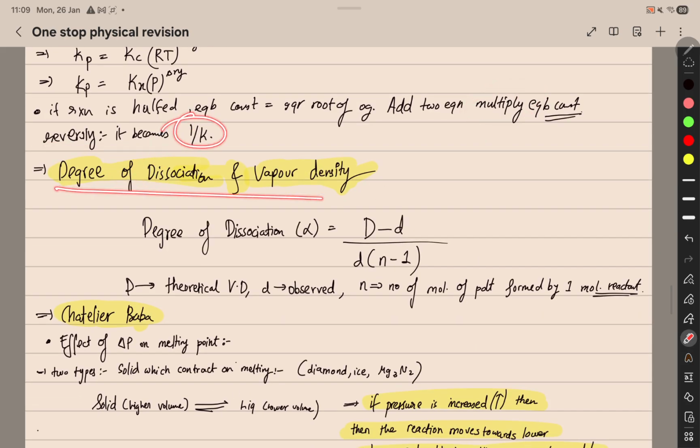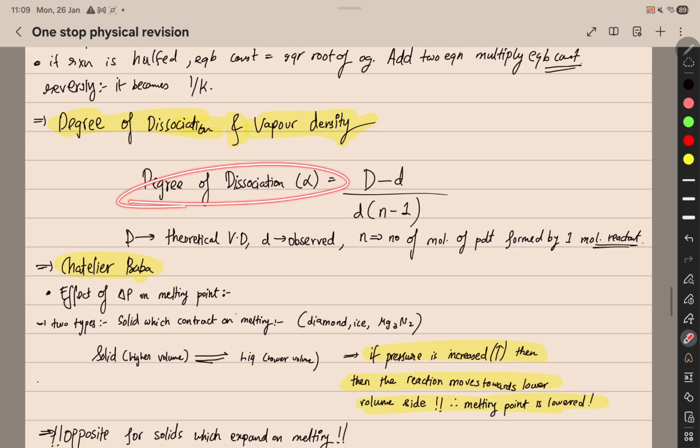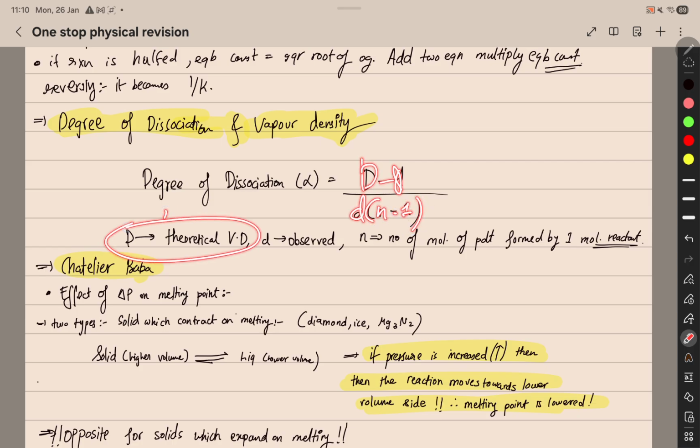Degree of dissociation and vapor density. Degree of dissociation is equal to (D minus d) by d into (n minus 1), where capital D is theoretical VD, small d is observed VD, and n is the number of moles of products formed by 1 mole of reactants.